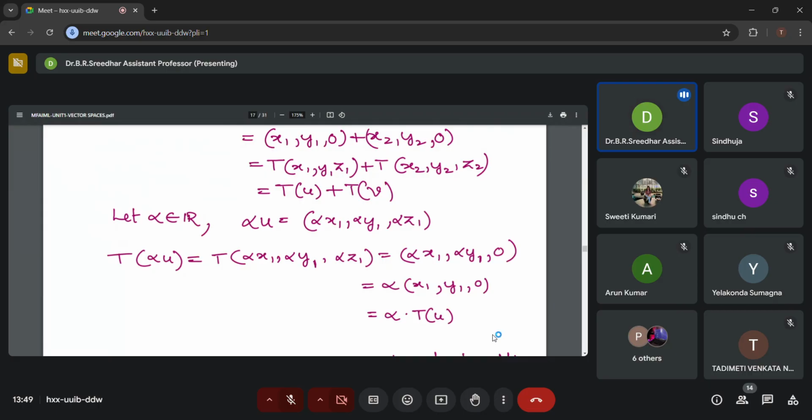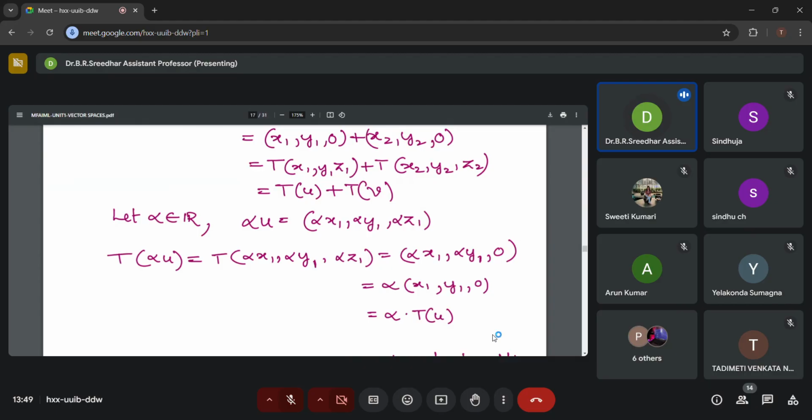Okay? If I take alpha u, what is u? You took it as (x1, y1, z1). Now alpha is some real number, and I am multiplying it with the respective components x1, y1, z1, so that we get alpha x1, alpha y1, alpha z1. So alpha u is equal to (alpha x1, alpha y1, alpha z1). Now let us take the translation of that, I mean to say the codomain.